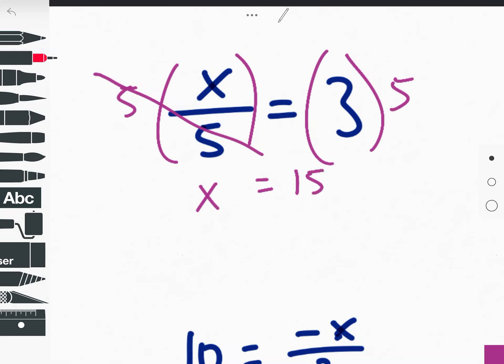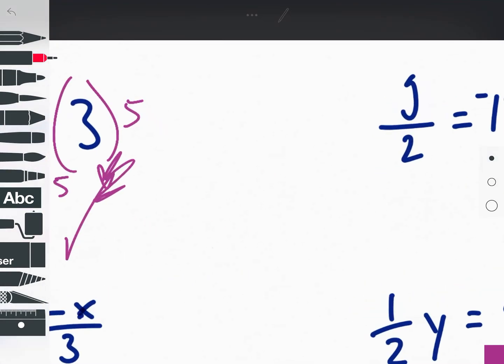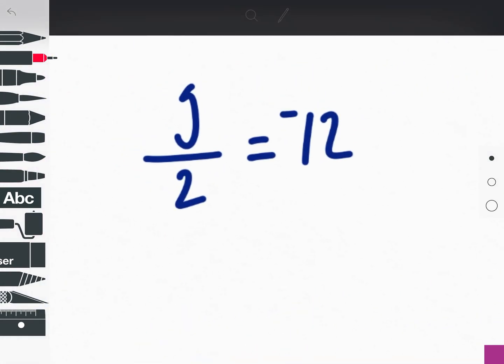It totally works. Take a look at this. If x is 15, then 15 divided by 5, is it 3? Oh, ladies and gentlemen, it is 3. Panda lovers, fiery check mark. Let's talk about this guy here.